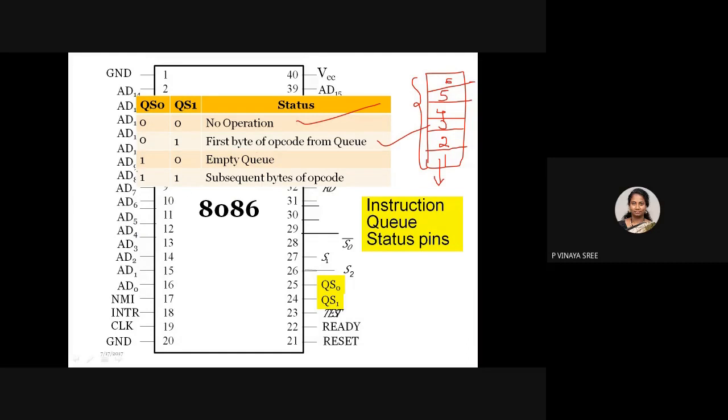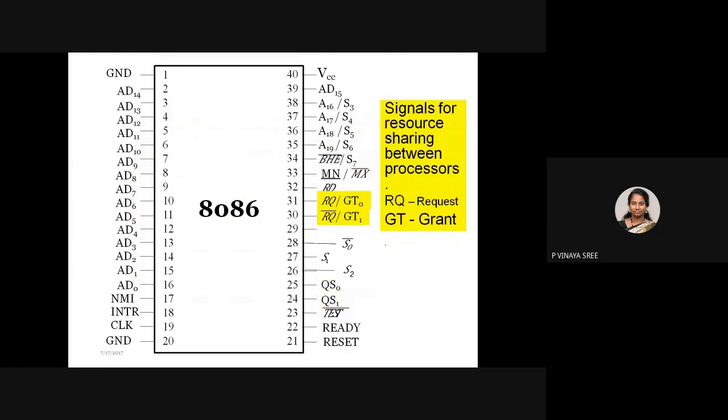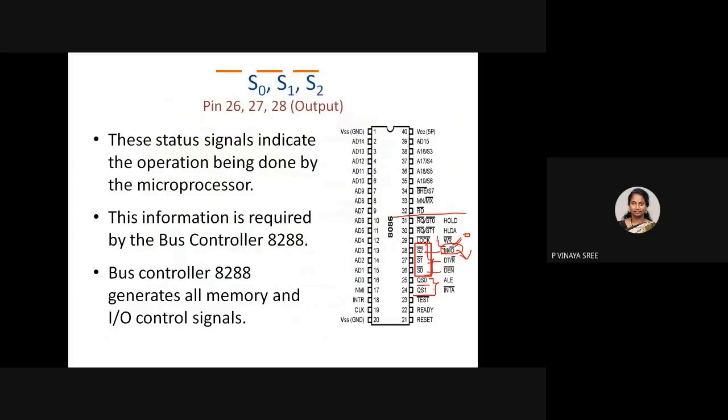And the next, 1 1, subsequent byte of an opcode, means the first byte is already done and it is accessing this one. So in this way, it shows the status based on QS0 and QS1. Next is what we have done with this pin.